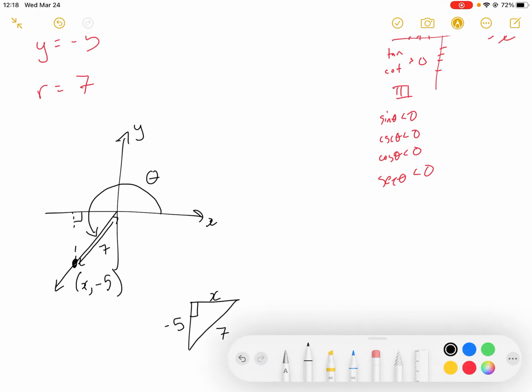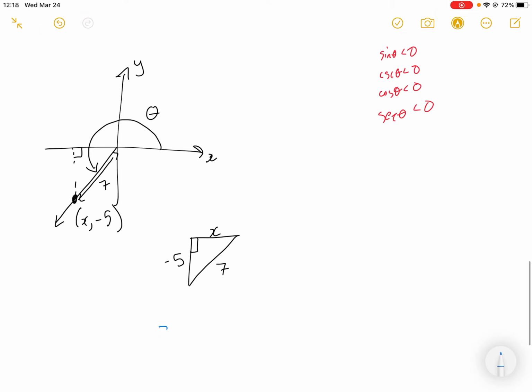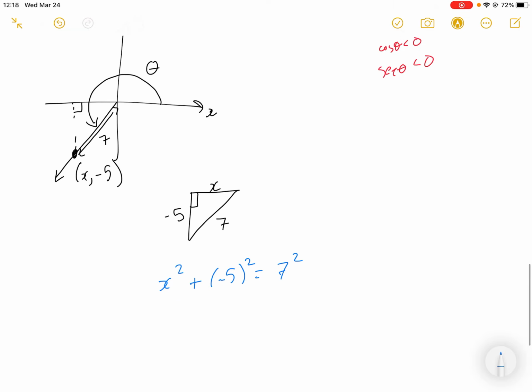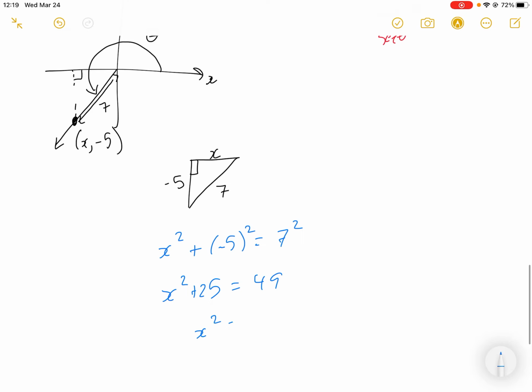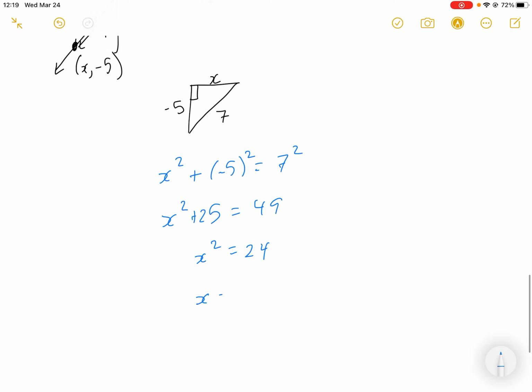So let's go ahead and set up our Pythagorean theorem. x squared plus negative 5 squared has to equal 7 squared. So that means that x squared plus 25 equals 49, which tells me that x squared equals 49 minus 25. You can go ahead and get a calculator out, and you should end up with 24, which tells me that x equals plus or minus the square root of 24.